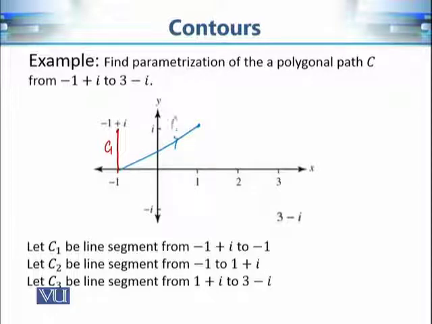Okay, so let's call it C2, and then we construct another path from this 1 plus iota to 3 minus iota. So let's call it C3. Now C1 plus C2 plus C3 basically gives us a polygonal path C from -1 plus iota to 3 minus iota. And of course we chose this point 1 plus iota. We can choose it to be any other point.